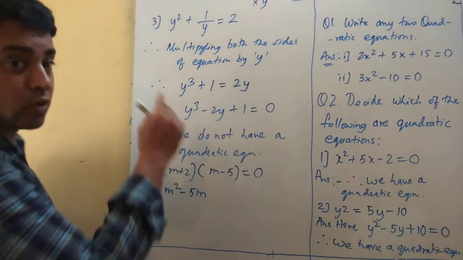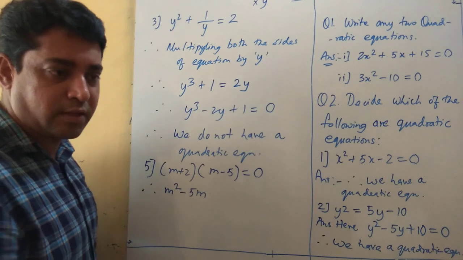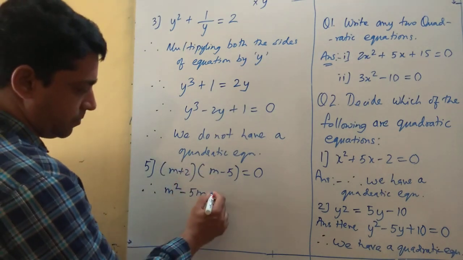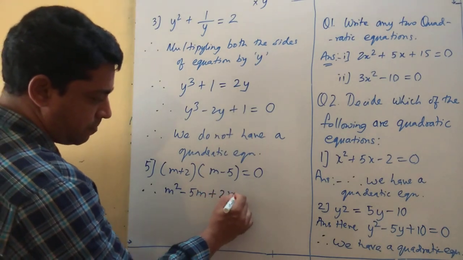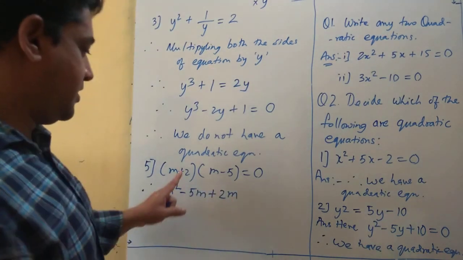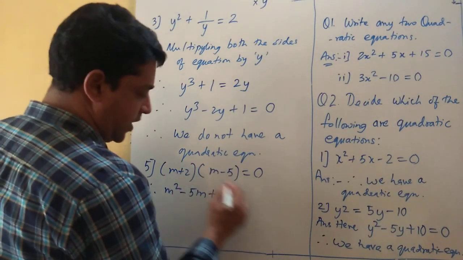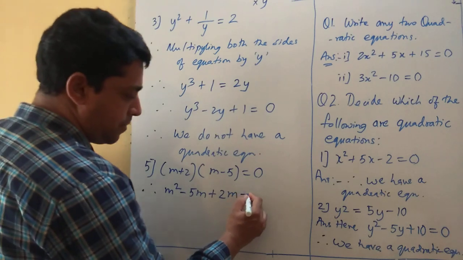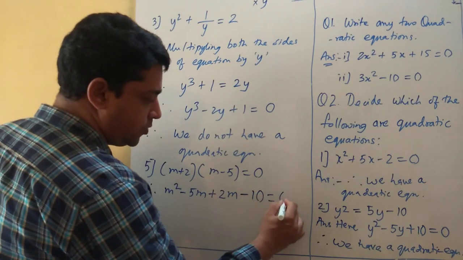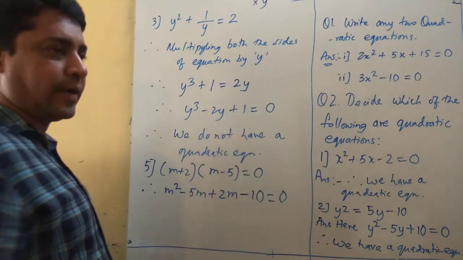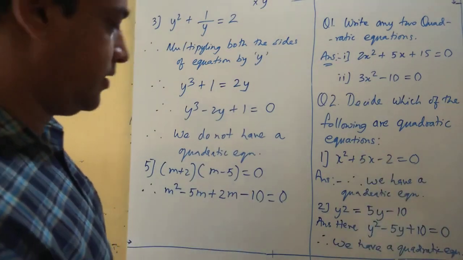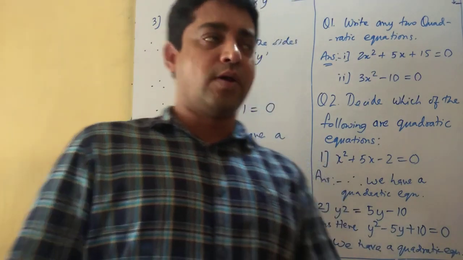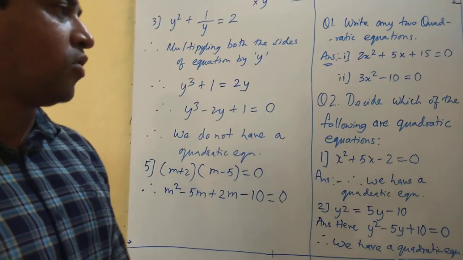Next is 2's turn, we will multiply with 2 also, there should be no injustice to 2. So 2 into m, that is 2m, clear, and 2 into 5, that is -5, plus 2 into -5, that is -10, is equal to 0. We have opened the bracket. Now I'll just have to simplify one last step, and then it will be clear.